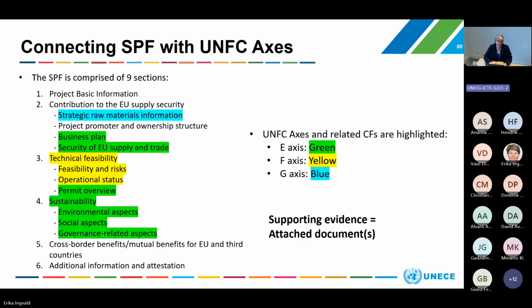And this is what I talked about in the application form. There are different pieces connected to the UNFC cube. The E-axis is marked in green. The F-axis, technical feasibility, is marked in yellow. And the G-axis part is marked in blue. And these are the supporting evidences that we're talking about, the attached documents to the whole application as such.